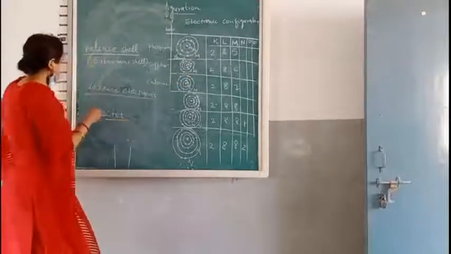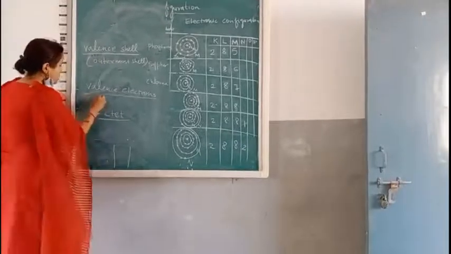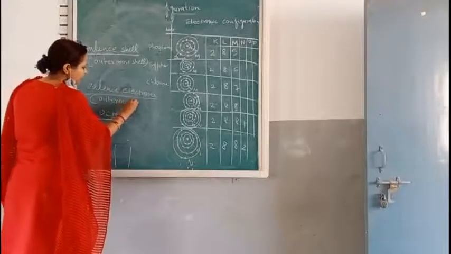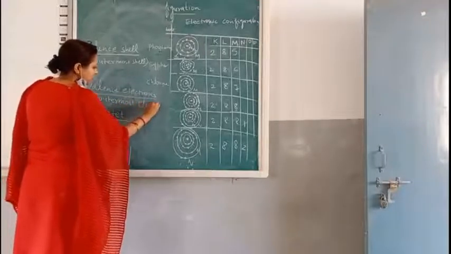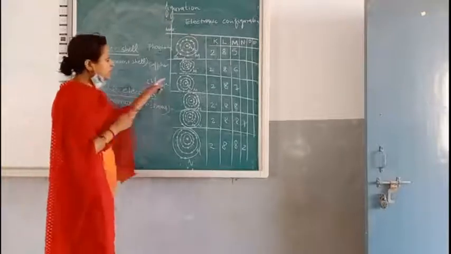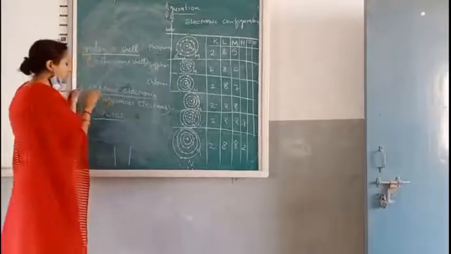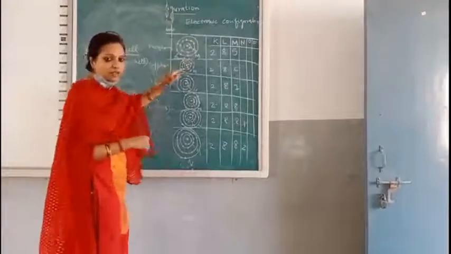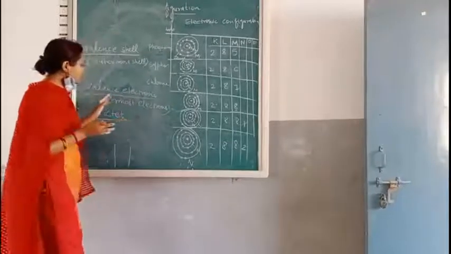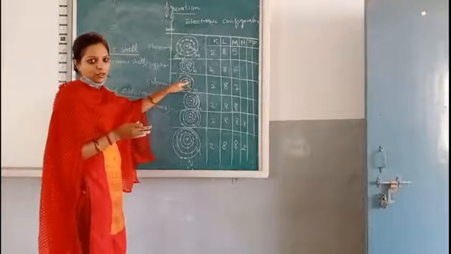Okay. So the next is valence electrons. Okay. Valence electrons are actually the outermost electrons. Okay. So you can define valence electrons as electrons which are present in the outermost shell, or electrons which are present in the valence shell. Valence shell and outermost shell are both the same. So valence electrons are the electrons which are present in the valence shell of an atom.